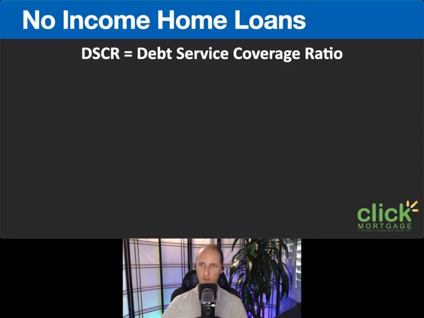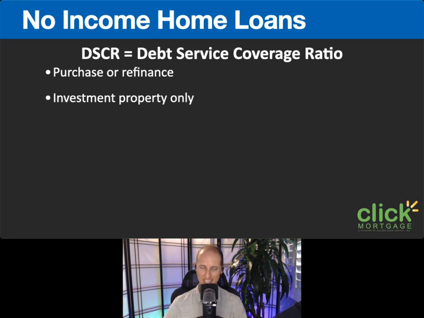So first up, the DSCR loan. This loan's been making a lot of headlines in the lending world over the last few years with the increase in Airbnb purchases. DSCR means debt service coverage ratio. The income of the property you're buying must cover the debt, and there's a ratio we calculate to figure out your terms and down payment and rates. It can be used for a purchase or a refinance, investment properties only.